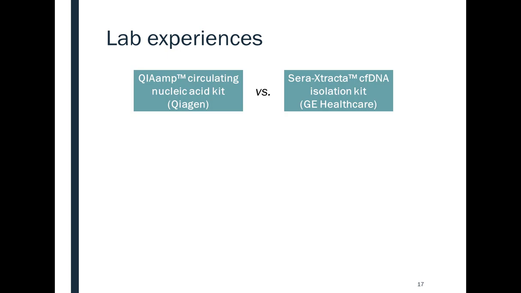Recently, we started the establishment of a cell-free DNA NGS analysis workflow in our lab, and I would like to show you the first results. We compared two extraction methods: the column-based isolation kit, QIAamp circulating nucleic acid kit from QIAGEN, with the bead-based kit, Zymo extractor cell-free DNA isolation kit from GE Healthcare.